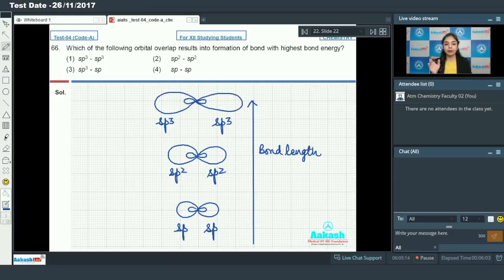Bond length is inversely proportional to bond energy, so the bond energy order will be reversed. So this is the order for bond energy, because the lower the bond length, the higher the bond energy. So sp-sp overlap will have the highest bond energy. So option number 4 is the correct answer.